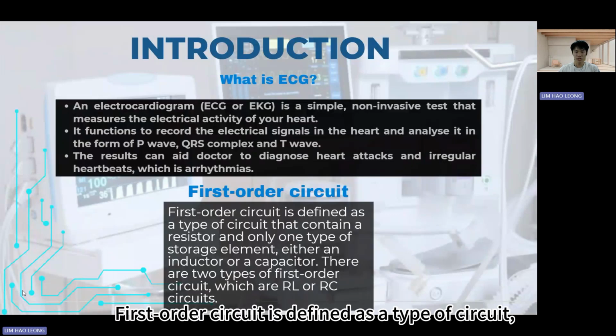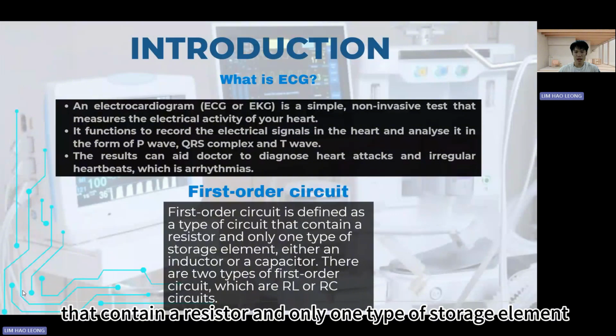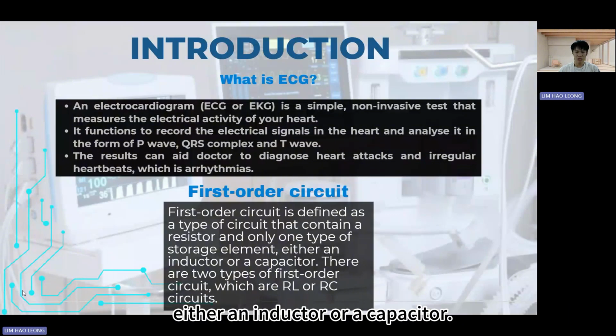Now I will introduce what is first-order circuit. First-order circuit is defined as a type of circuit that contains a resistor and only one type of storage element, either an inductor or a capacitor. There are two types of first-order circuit, which are RC or RL circuits.